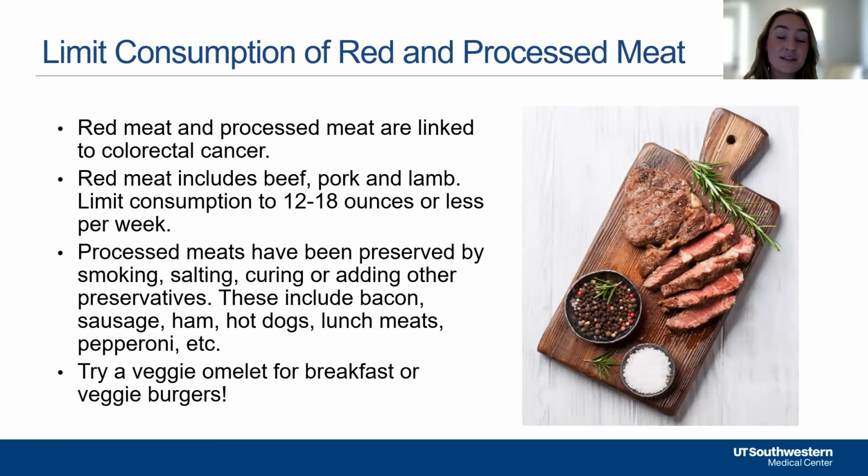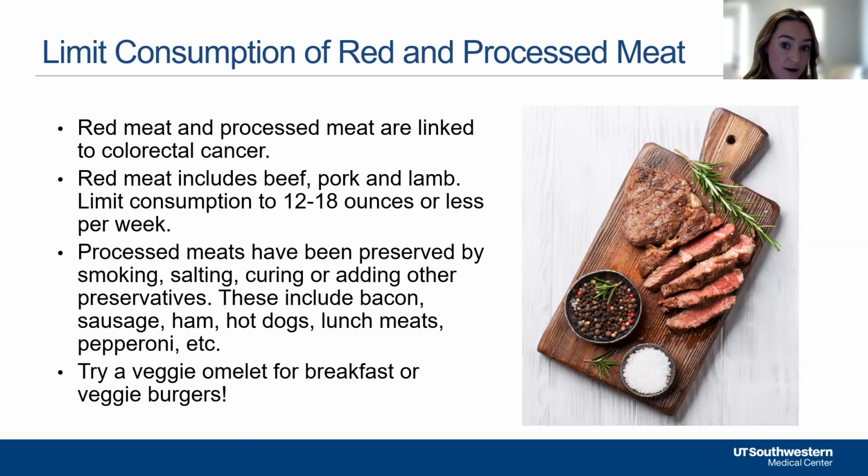Our next recommendation, limit consumption of red and processed meats. So we know that there is a link between colorectal cancer and red meat consumption, as well as processed meat consumption. So we always recommend trying to limit red meats to no more than about 12 to 18 ounces per week. Red meat is considered beef, pork, and lamb.